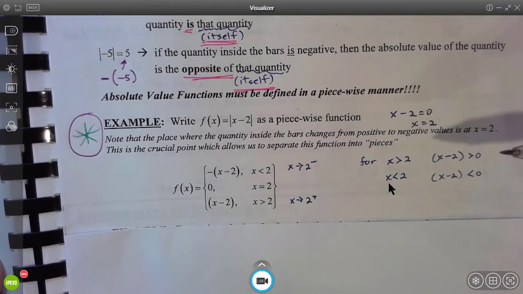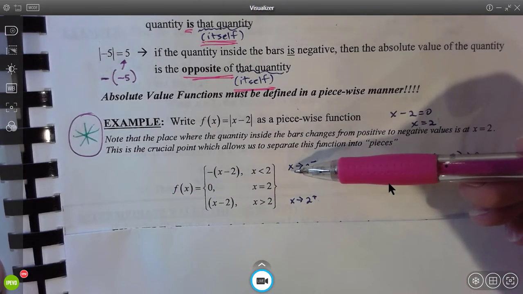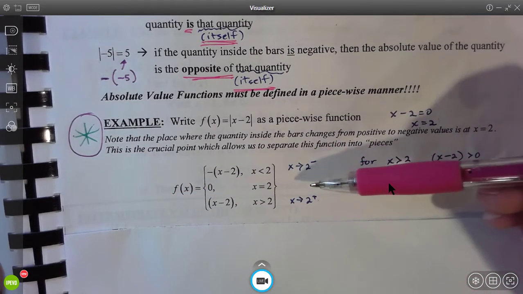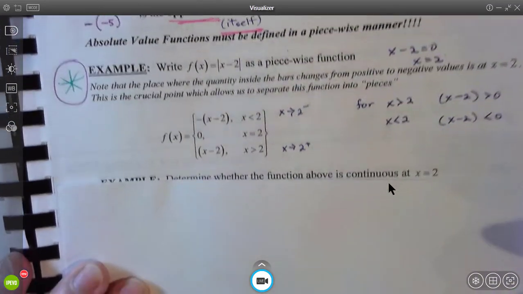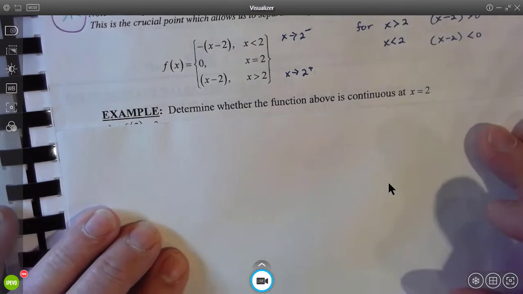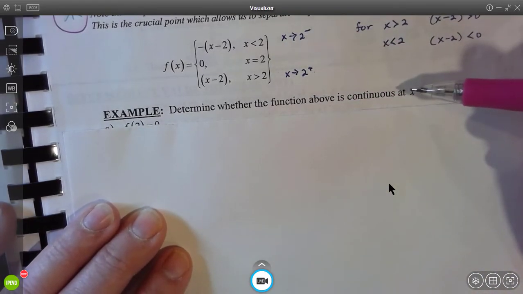Now, this is a very important way to work with absolute value functions. You need to think of it like this. Trust me when I say this, things will be coming throughout the year that you need to understand that kind of quantity. So we're going to determine whether this function above is continuous at x equals 2.